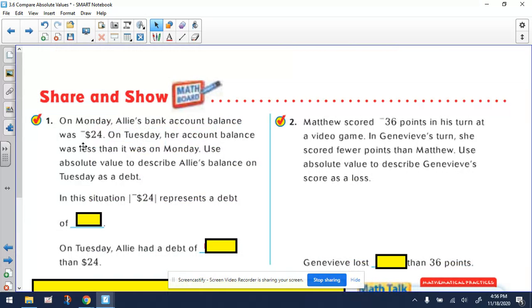Let's look at this one. It says, on Monday, Allie's bank account balance was negative $24. On Tuesday, her account balance was less than it was on Monday. Use absolute value to describe Allie's account balance on Tuesday as a debt.